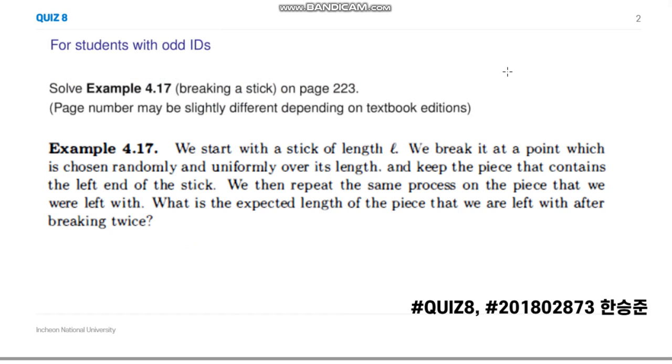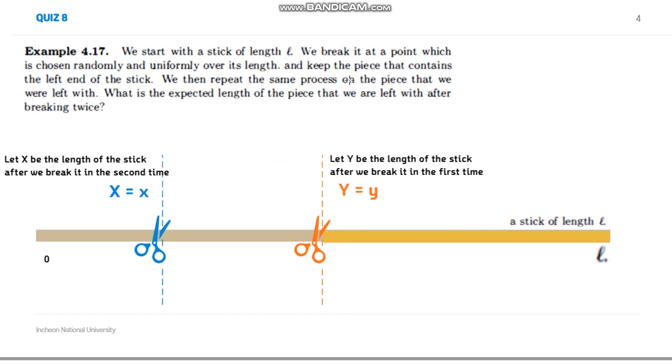Okay, so today we're going to solve the problem, example 4.17, about breaking a stick, on pages 2 to 3. So here is the problem, and here's a figure I organized about example 4.17.